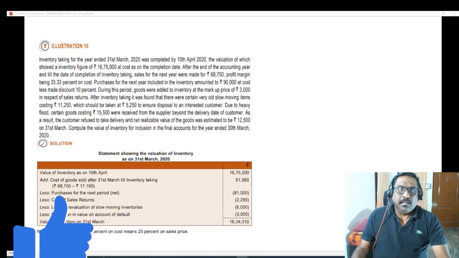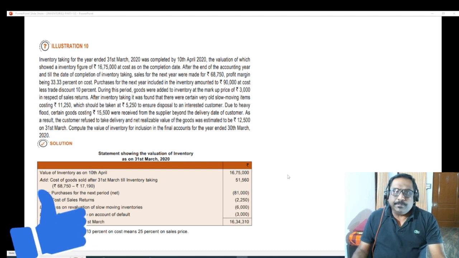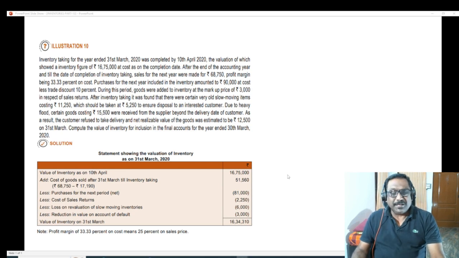Guys, let me read the problem first. This is a very important problem, very nice problem, very interesting problem as well. So I'll read the problem. While reading itself, I'll try to explain as much as possible. Then once we get into the solution, I'll explain each transaction.